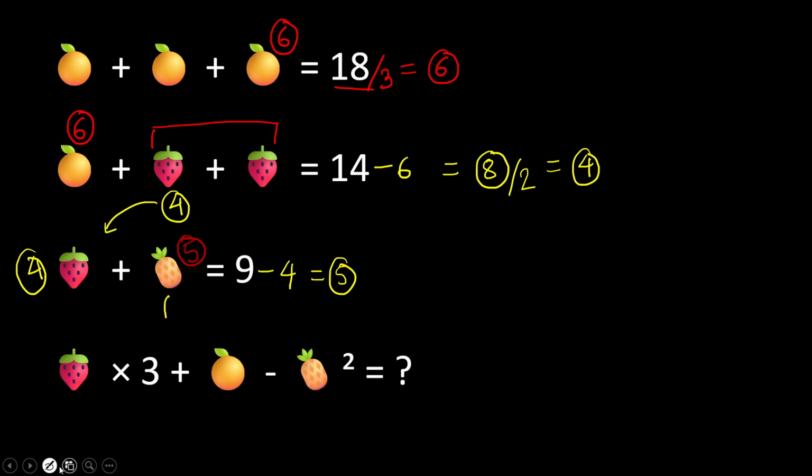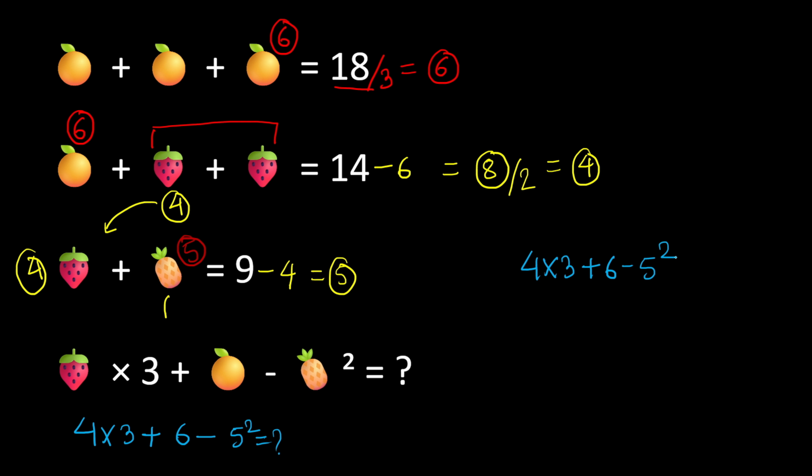Okay. Now we can rewrite our equation, where we simply put the values of these emojis. The strawberry value is 4 times 3 plus this orange will be 6 minus, and the pineapple value is 5 square. So our final equation will become 4 times 3 plus 6 minus 5 square. So this is the value, and we will take help of PEMDAS.